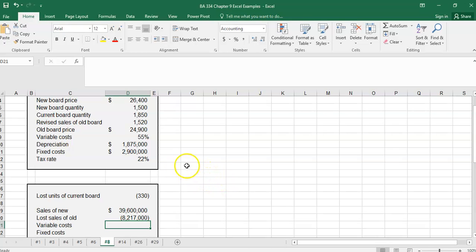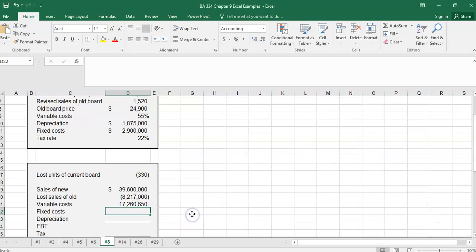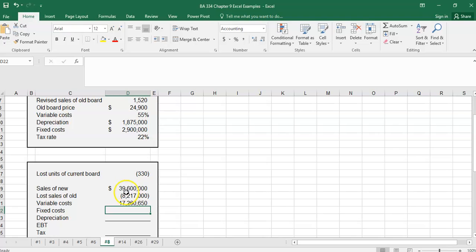Next are our variable costs. Our variable costs are 55% of sales. So we take our total sales times 55%, that is, the net sales of the new plus the lost sales, times our 55% variable costs. Our fixed costs are $2.9 million, and that doesn't change. And our depreciation is $1,875,000.